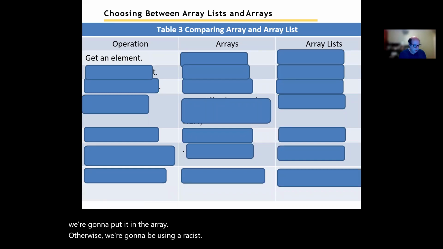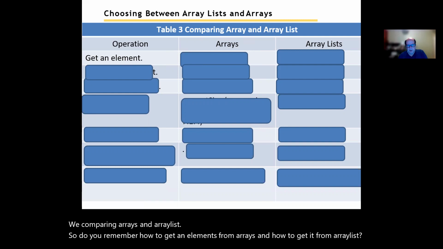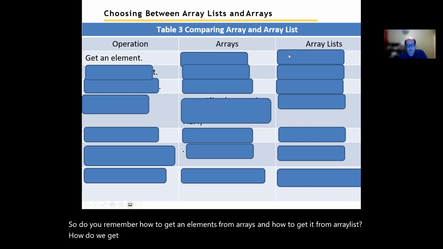So I want you to work with me on this kind of activity to see if you remember this stuff. We're comparing arrays and array list. Do you remember how to get an element from arrays and how to get it from array list? How do we get something from arrays and how do we get it from array list?